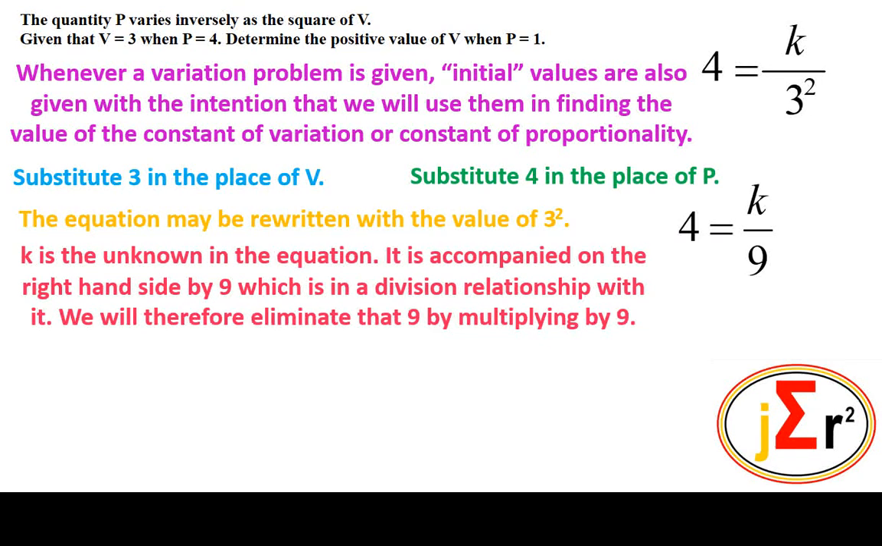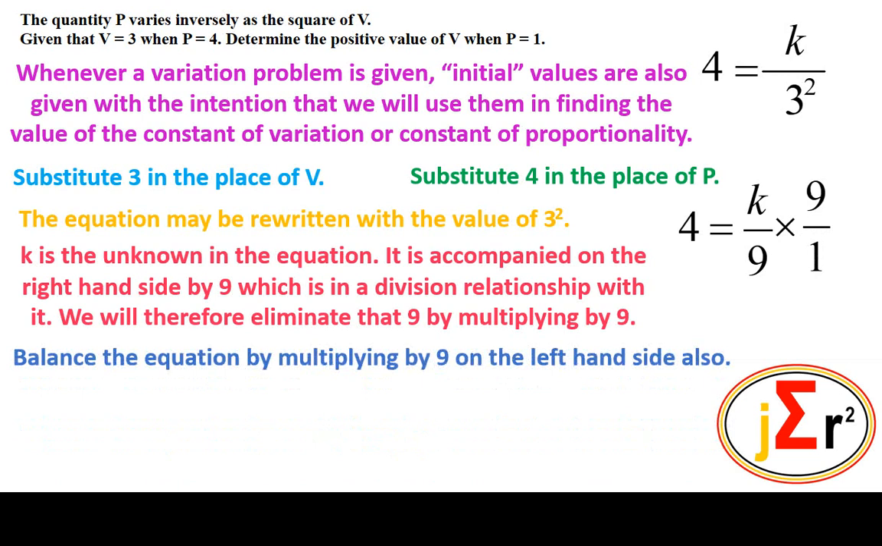We will therefore eliminate that 9 by multiplying by 9. K is our unknown. We need to find its value. We therefore need to eliminate this 9 that we have accompanying K on this right hand side, which is in a division relationship. We will need to do the inverse or the reverse of division, which is multiplication, not just multiplication, but multiplication by 9. We therefore need to multiply by 9 on that right hand side.